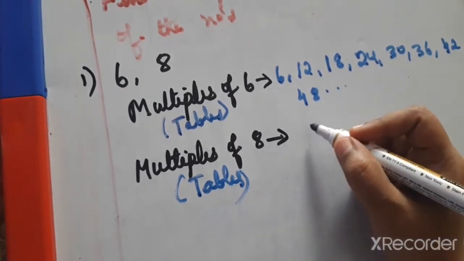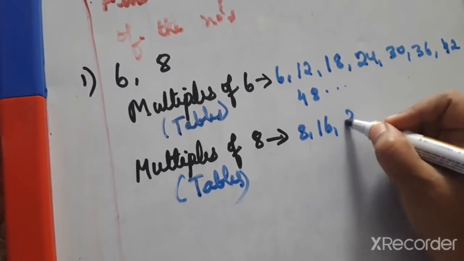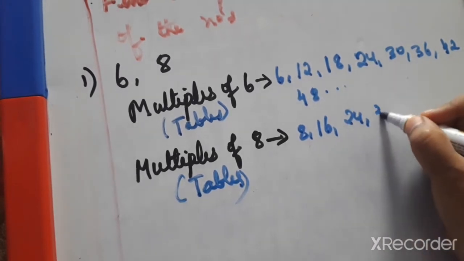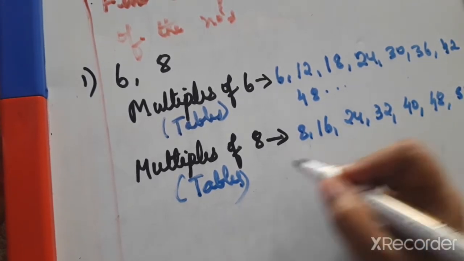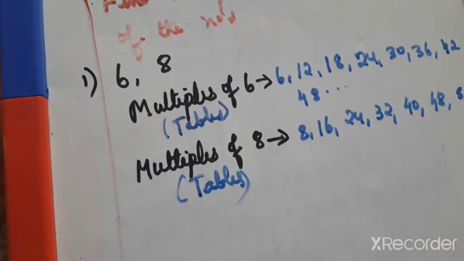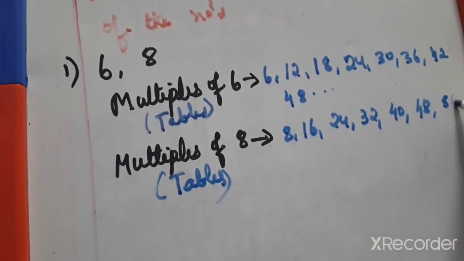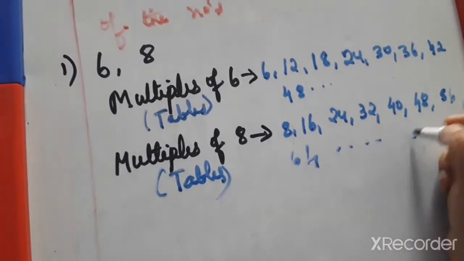Multiples of 8 we have to write. 8 ones are 8, 8 twos are 16, 8 threes are 24, 8 fours are 32, 8 fives are 40, 8 sixes are 48, 8 sevens are 56, then 64, and so on, it continues.